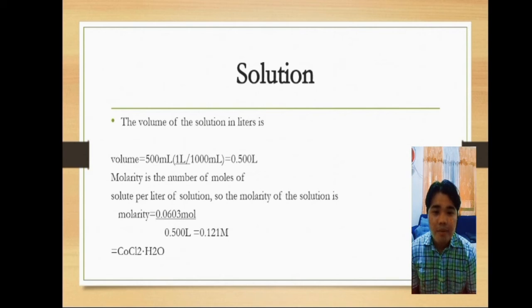Molarity is the number of moles of solute per liter of solution. So the molarity of the solution is equal to 0.0603 mole over 0.500 liter, which is equal to 0.121 M or 0.121 molarity. This is for CoCl2·2H2O.